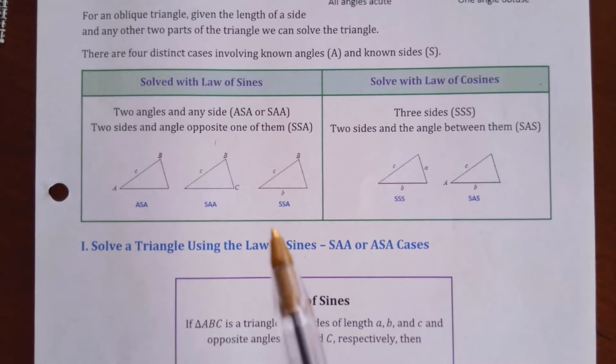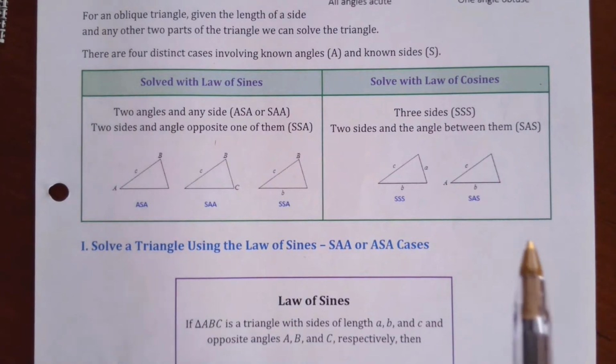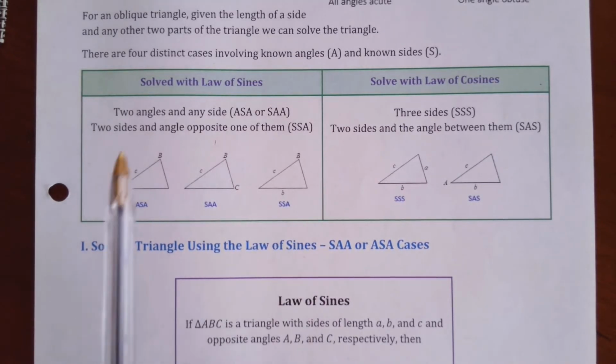So again, there's 6 possibilities. The last one is angle, angle, angle, but we can't do those. You can't solve anything that's given to you that way. Okay? All right, so today we're going to look at the law of sines.